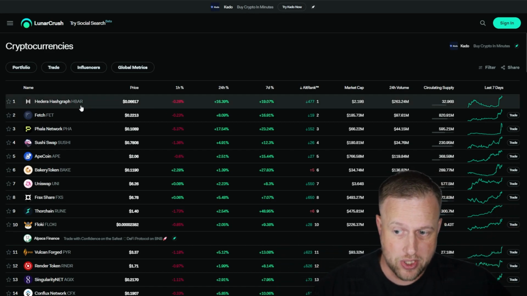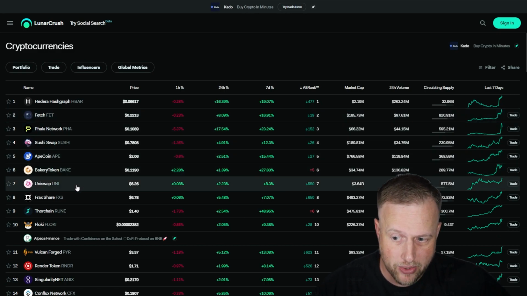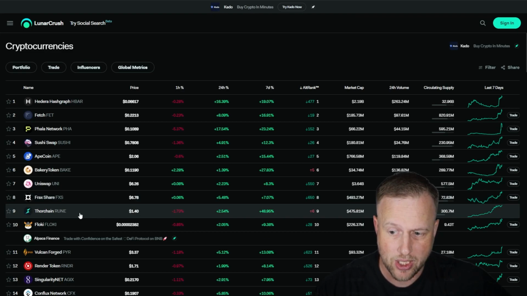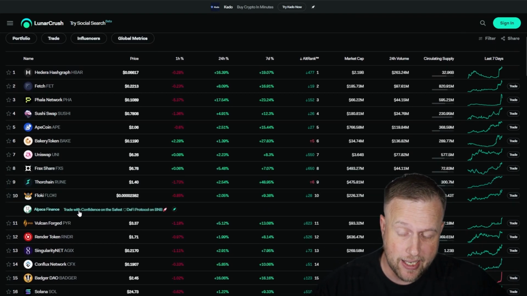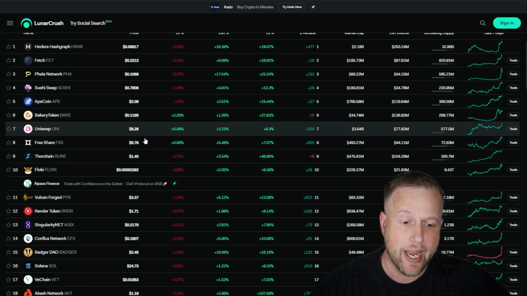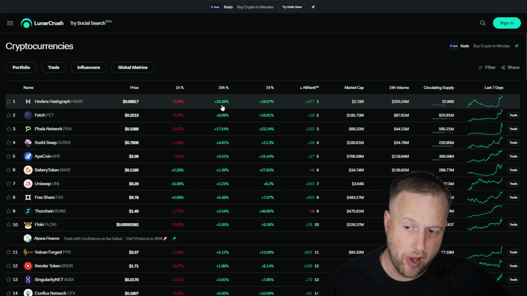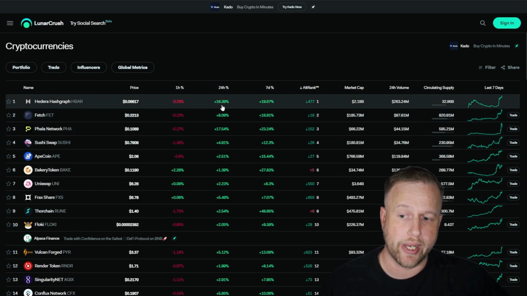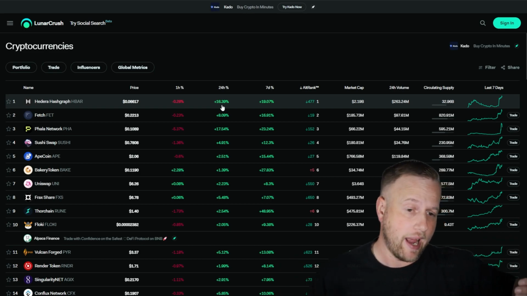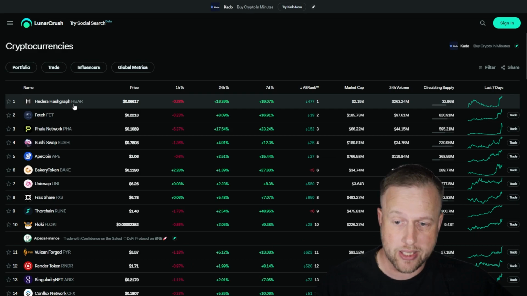So here you can see HBAR, Fetch, Phala, SushiSwap, ApeCoin, Bakery Token, Uniswap, Frax, Rune, Thorchain, Floki. These are the tokens that people are talking about trading and has high volume. Huge volume over the last 24 hours, huge price movements over the last 24 hours. These are the coins that I'm TAing after I TA Bitcoin every single morning to look for plays.